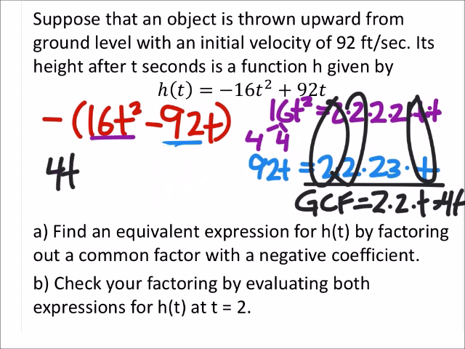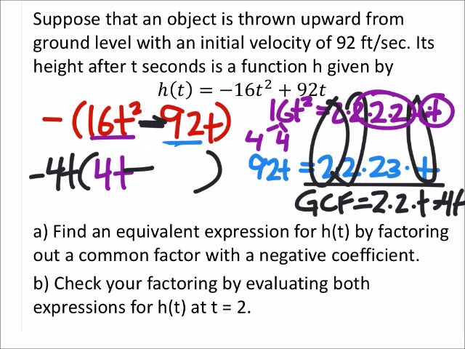I've got a 4t and in negative, right? And in parentheses, the 16t squared, what was left over? I got a 2 times 2 times t, which is 4t, minus, that's just from this minus sign. And then the 92t, what was left over from that? Just the 23.